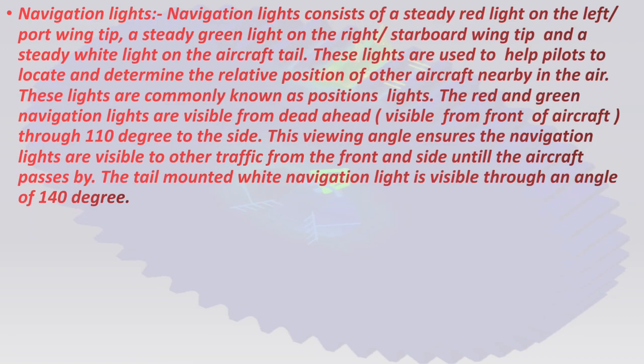The red and green navigation lights are visible from dead ahead, visible from the front of the aircraft through 110 degrees to the side. This viewing angle ensures the navigation lights are visible to other traffic from the front and side until the aircraft passes by. The tail-mounted white navigation light is visible through an angle of 140 degrees.